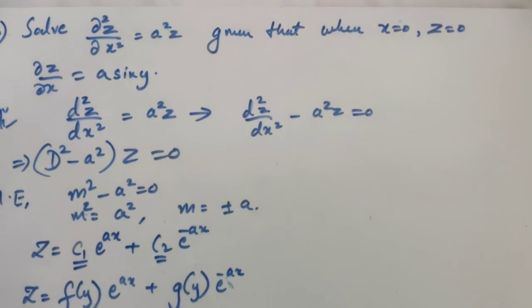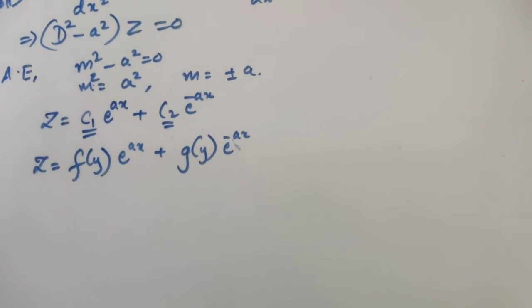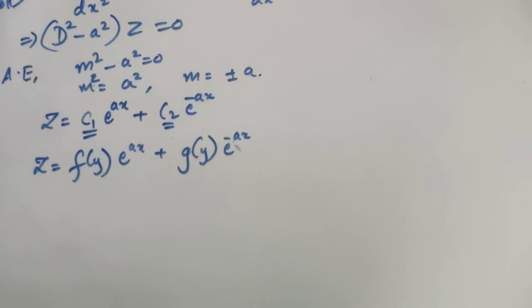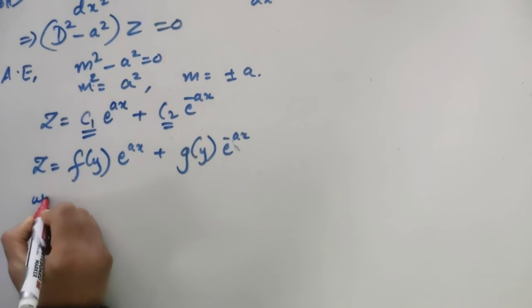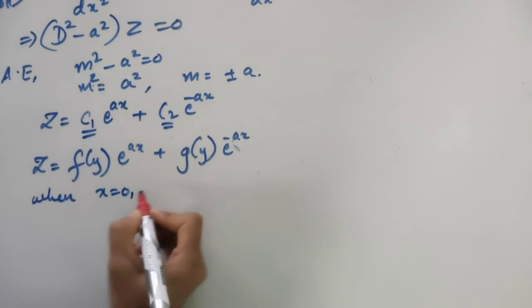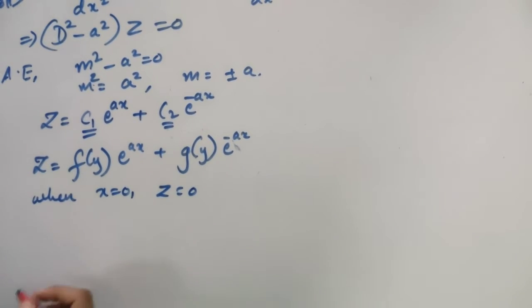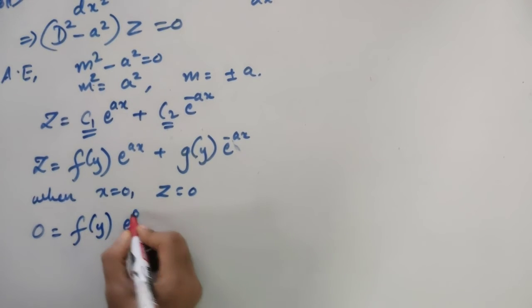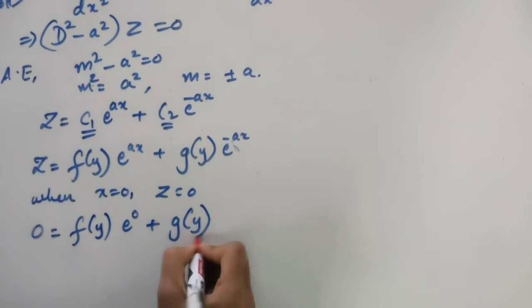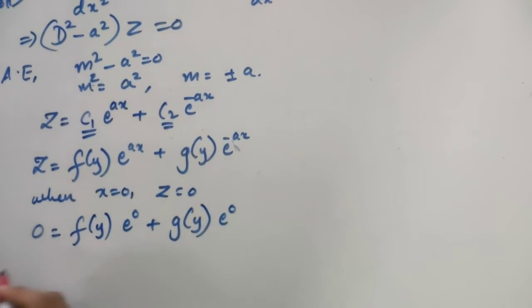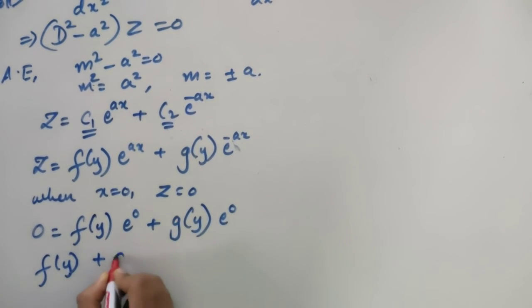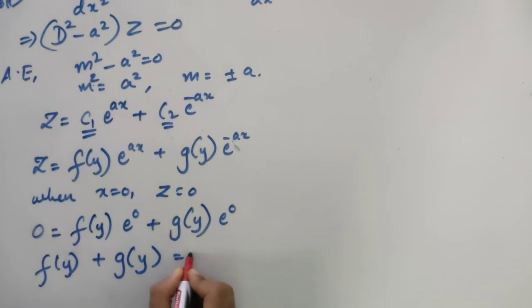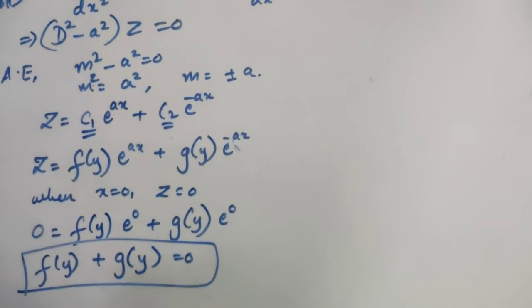Okay, up till here I suppose everything is clear to all of you. Now it's given that when x is equal to 0, z is 0. So let's use this. Left hand side is 0. Let's put x equal to 0 here. So f of y e to the power 0 plus g of y e to the power minus 0, which is once again 1. So you have f of y plus g of y is equal to 0. This is one equation.